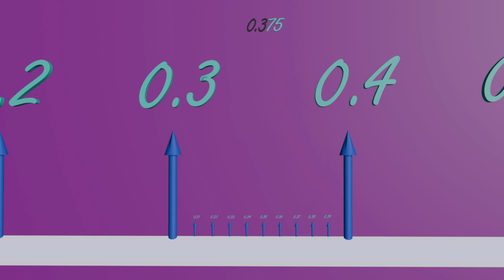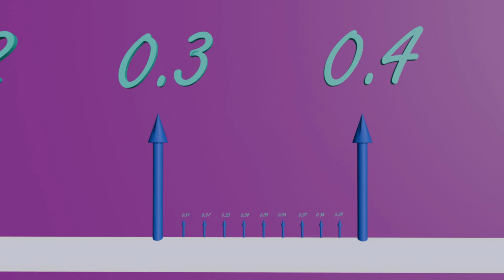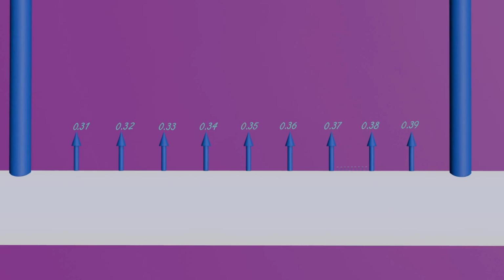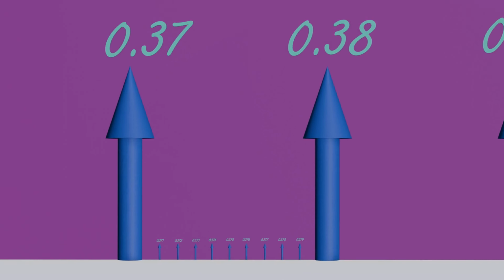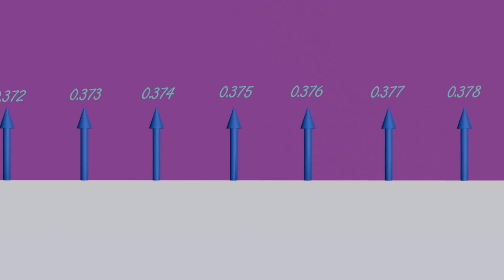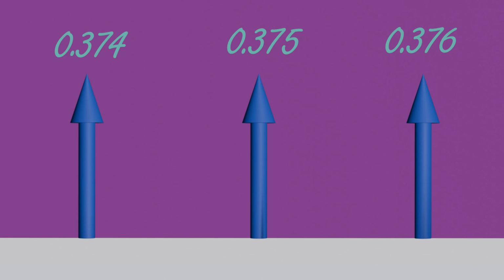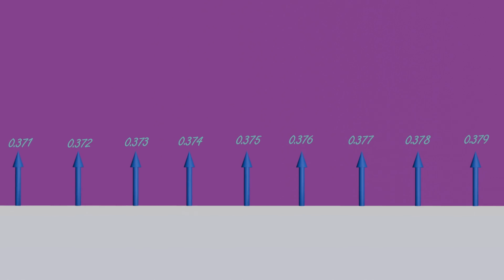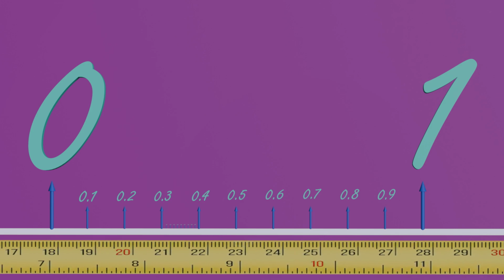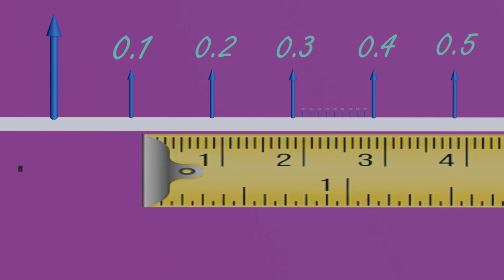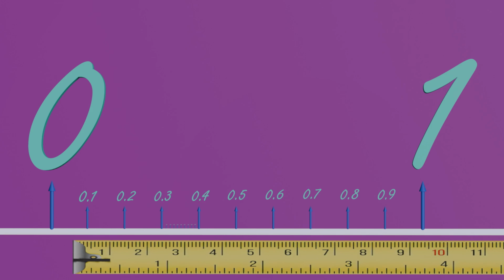0.375 is between 0.3 and 0.4. Again we divide it into 10 parts. And here we get 0.375. This is the location of 0.375 on the number line. This is a very small number. If we take a scale and one unit is this black stick, here 0.375 can't be written on the scale.